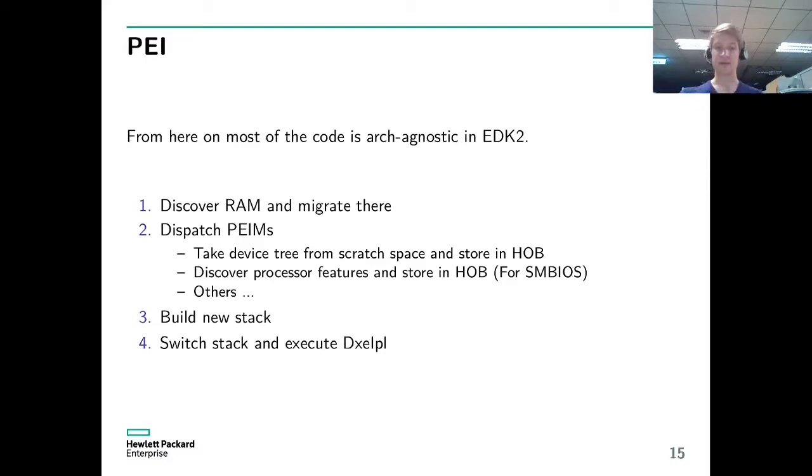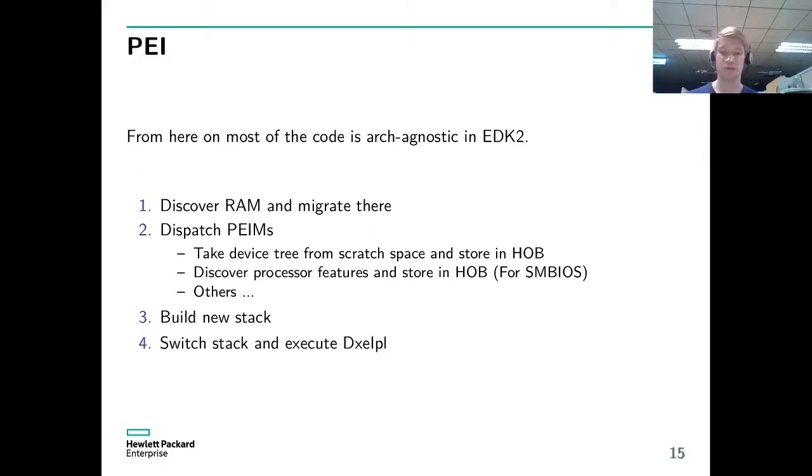In PEI, most of the code is shared with other architectures, so I will not go into details about that code. Rather I will explain the differences that we make for RISC-V. We discover the RAM, which is hard-coded in the platforms that we enabled, and we migrate the current code from the temporary RAM to the actual RAM. Then PEI starts dispatching the modules.